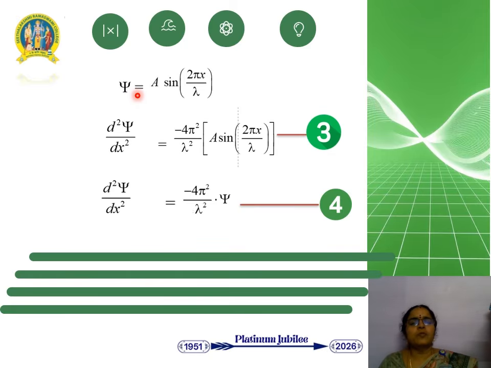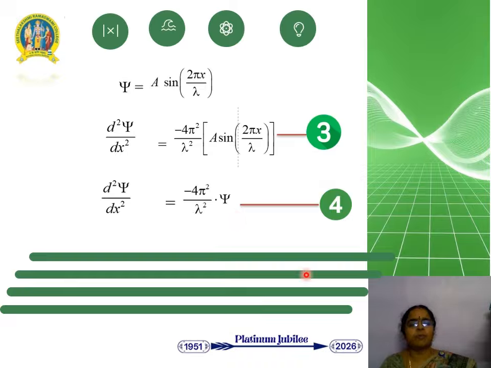Here, we know that psi is equal to a sin 2 pi x by lambda. Already we have equation 3, in which the a sin 2 pi x by lambda can be replaced by psi. On substituting instead of this term, we get the fourth equation: d squared psi by dx squared is equal to minus 4 pi squared by lambda squared into psi.